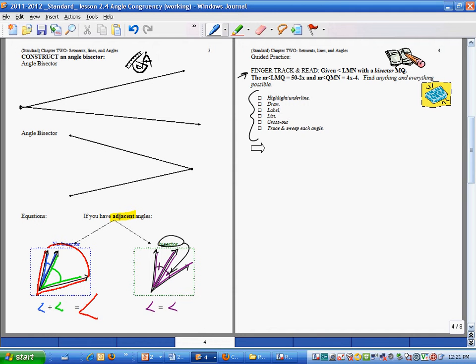Guys, notice the sponge. Do you see the sponge there? That means don't get all happy when you solve for x. Find everything possible.